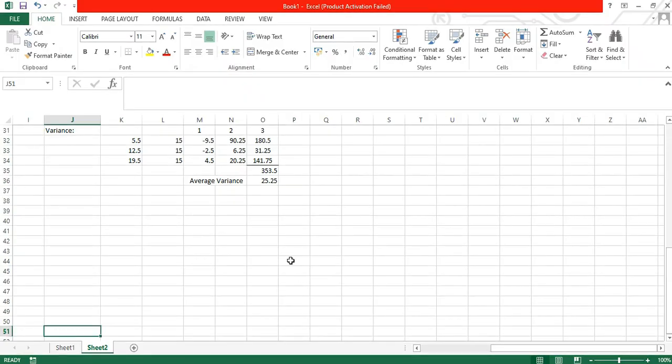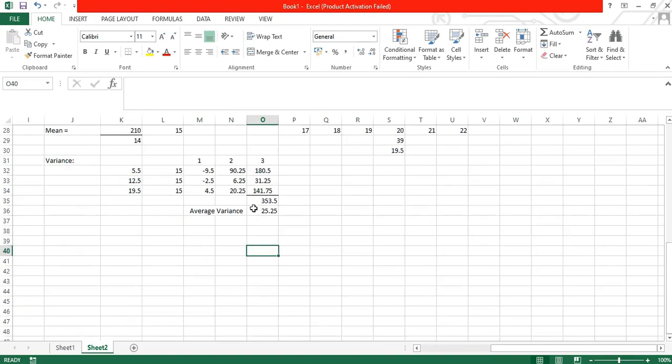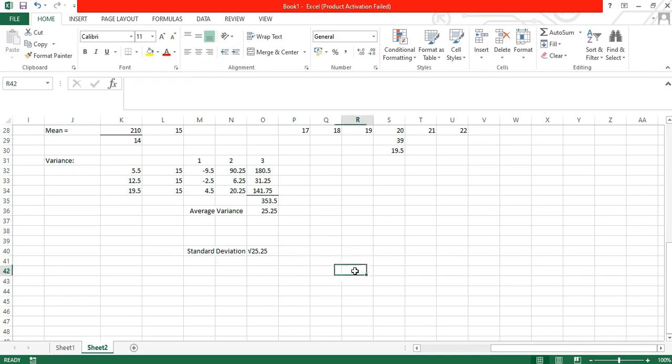So basically in your exam they might give all of this in one question. The square root, right? The square root of this particular variance, 25.25, is your standard deviation.